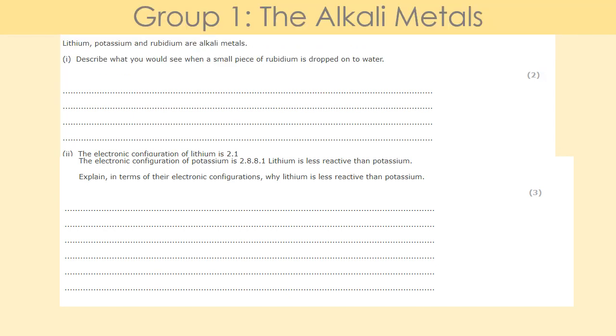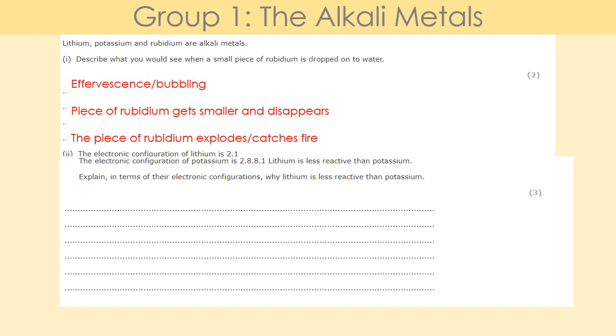So you should now only be watching if you have answered both of those questions and give it a good go. So these are the answers. So for part 1, we're going to see some effervescence or bubbling. That's the hydrogen gas being produced. Our piece of rubidium will get smaller and disappear. And the piece of rubidium will also explode or catch fire. Either one of those is fine.